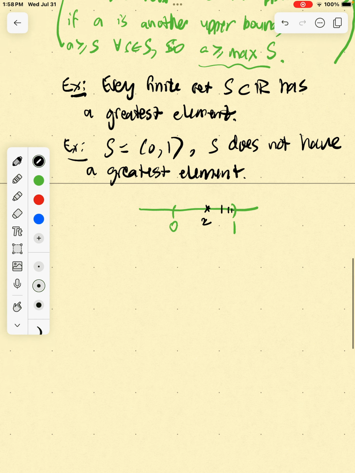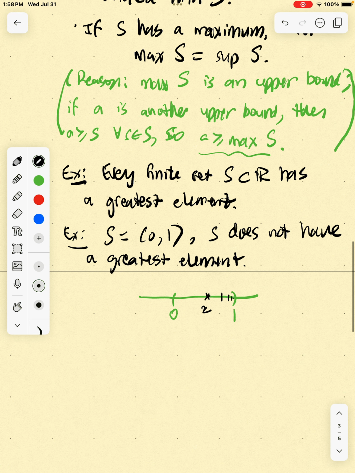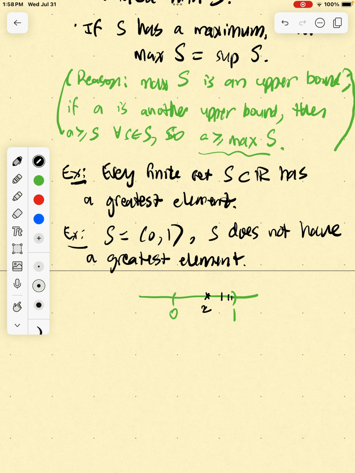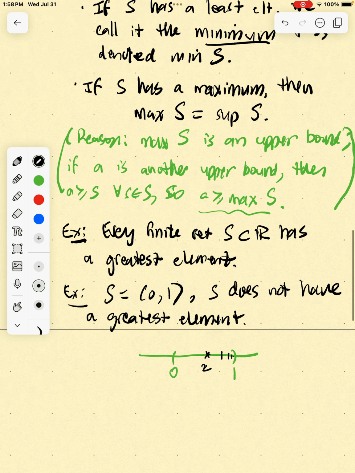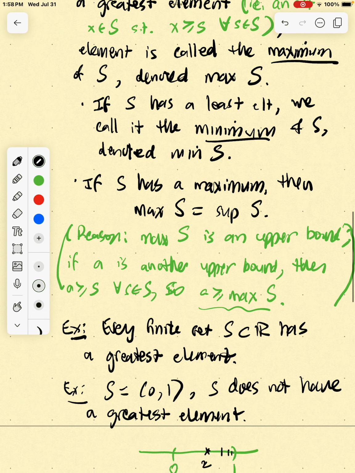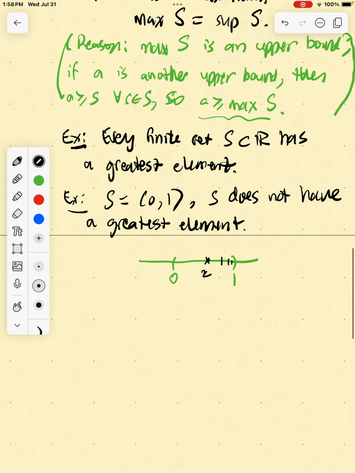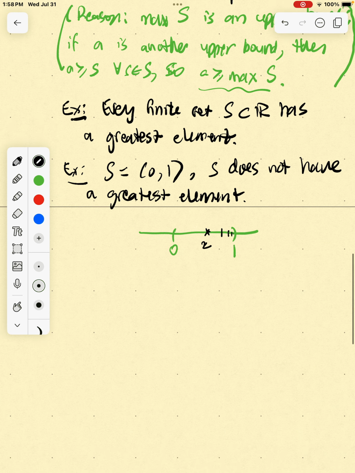So there's something to mention. I'm using the phrase S does not have a greatest element. When we say that a set has a greatest element, we mean an element of S, right? When we say that S has a supremum, so this set has a supremum, which is 1, we don't mean that that element is an element of S. So that's an important distinction to make.